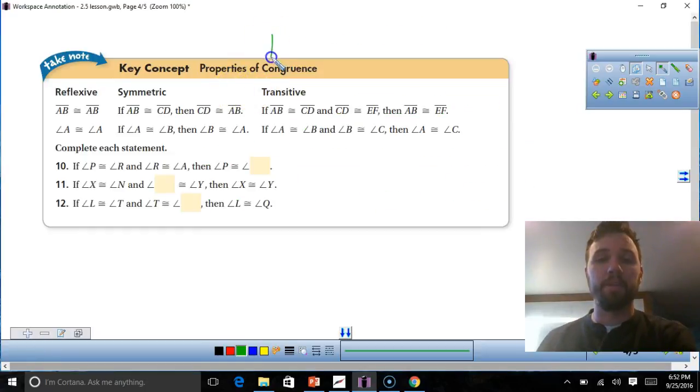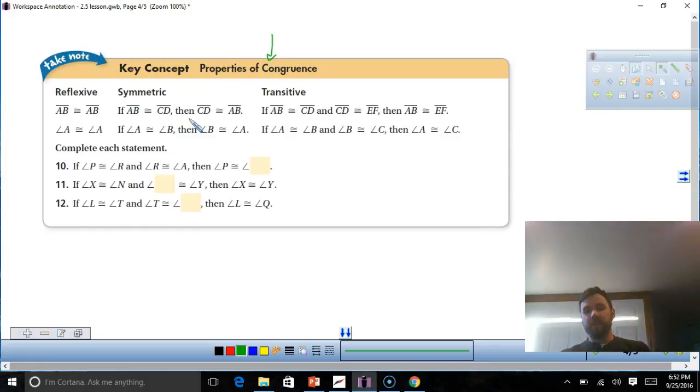Alright, when we look at these properties of congruence, we have the reflexive, symmetric, and transitive. Those properties are the exact same ones we learned for equality. The only difference is, with congruence, we're talking about not numbers, but actual physical things in geometry. But they're the same properties. Reflexive is angle A is congruent to angle A. Symmetric is if A is congruent to B, B is congruent to A. Transitive, A congruent to B congruent to C, A is congruent to C.